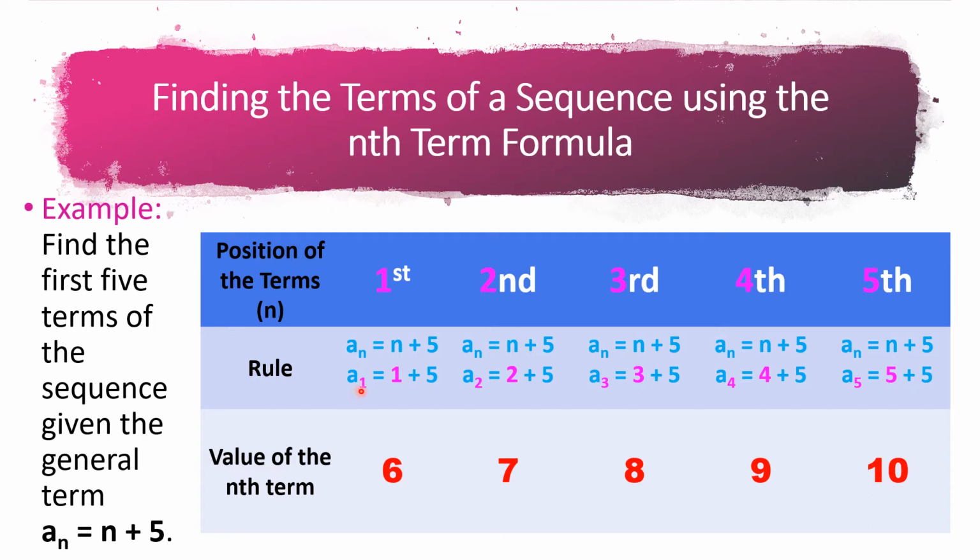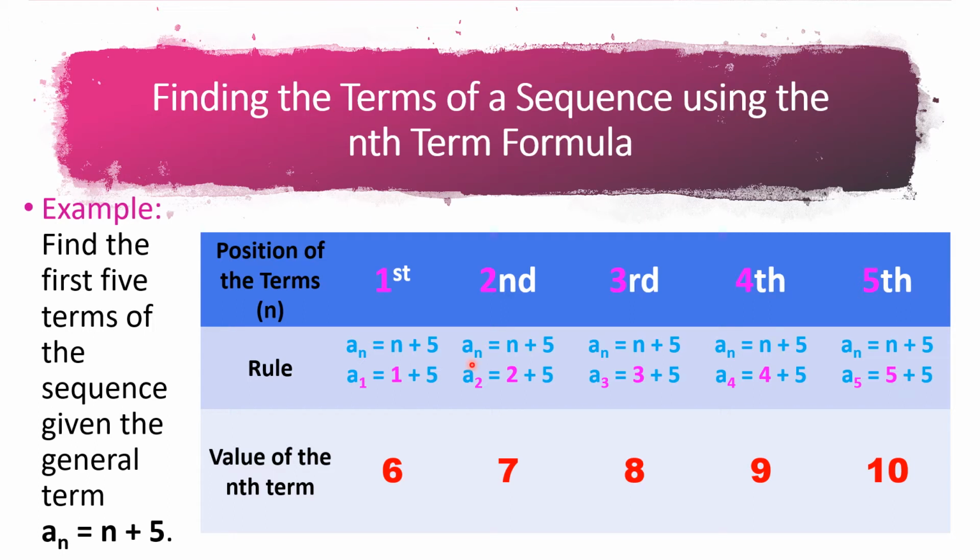Since ang hanapin natin dito ay first term, isa-substitute mo ang 1 sa value ng n. Now, so we will have a sub 1 or first term is equal to, substitute ulit sa n, yung 1. So we have 1 plus 5. Therefore, solving for the value of the first term or a sub 1 is 6. Ganoon din ang proseso para sa second, third, fourth, at fifth term.